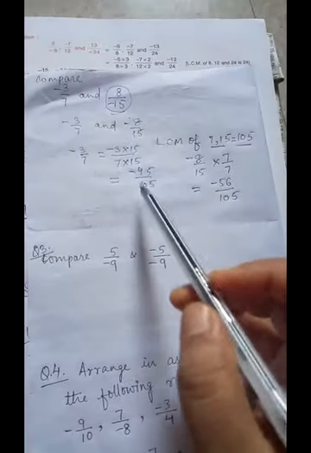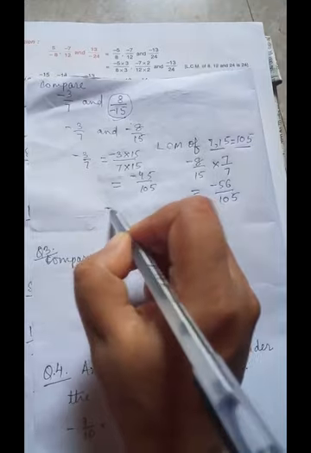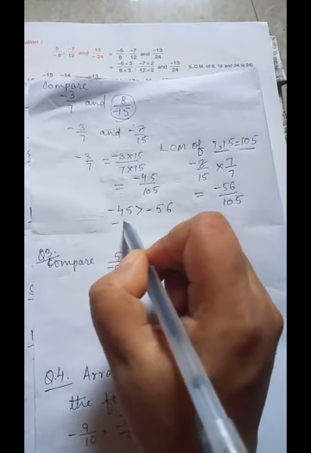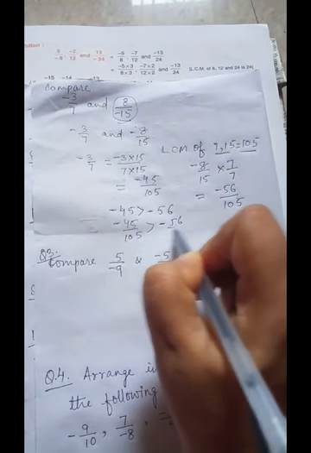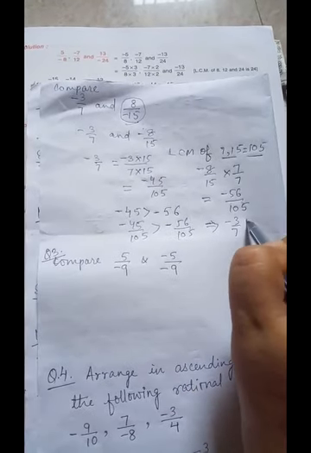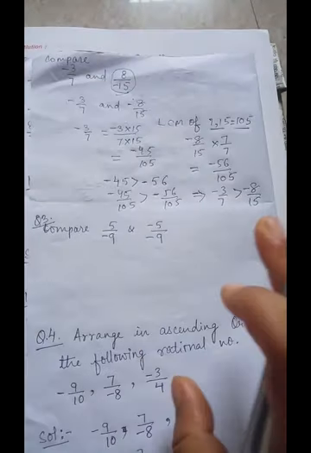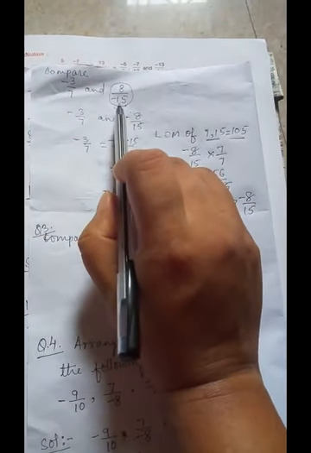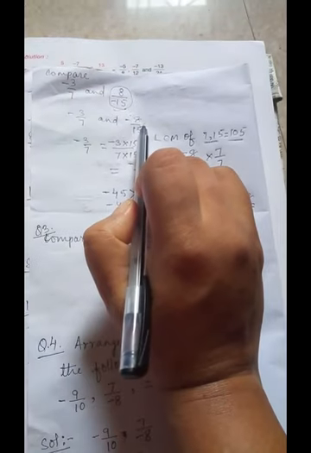So you can see these are two negative rational numbers. Which is greater? Obviously minus 45 is greater than minus 56. So minus 45 by 105 is greater than minus 56 by 105, which implies minus 3 by 7 is greater than minus 8 by 15. So this is the second type of question. Always remember to convert the negative denominators which you are having into a standard form.